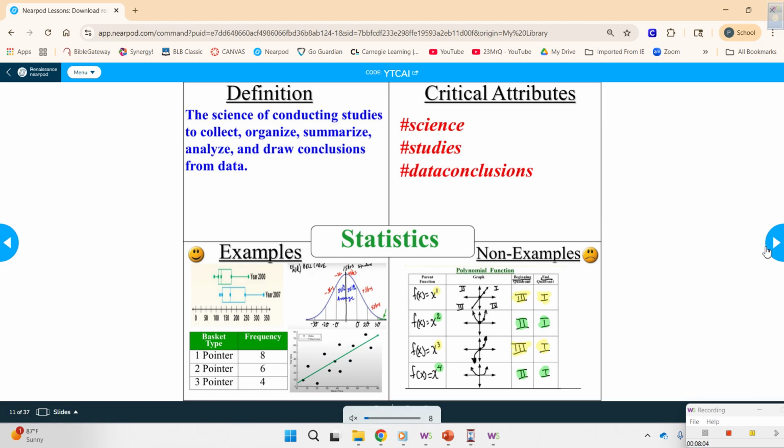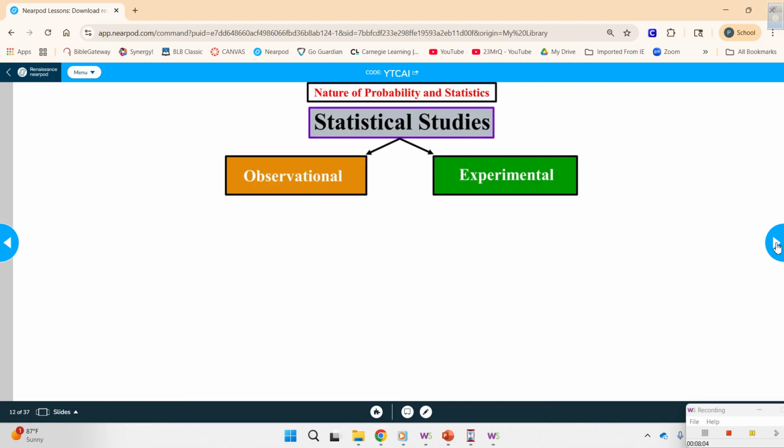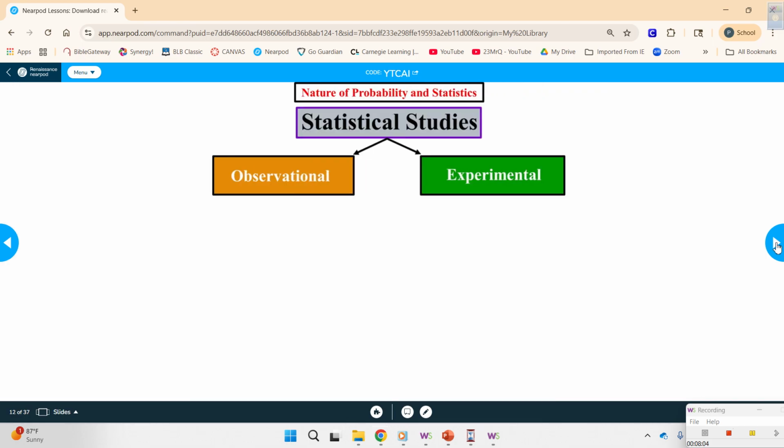However, today, like I said, we are moving on. Y'all ready? All right, here we go. Today, we're moving on to statistical studies, and we're specifically looking at 2 types, known as observational and experimental. So copy that diagram right there on your notes, please. Statistical studies, observational, and experimental.